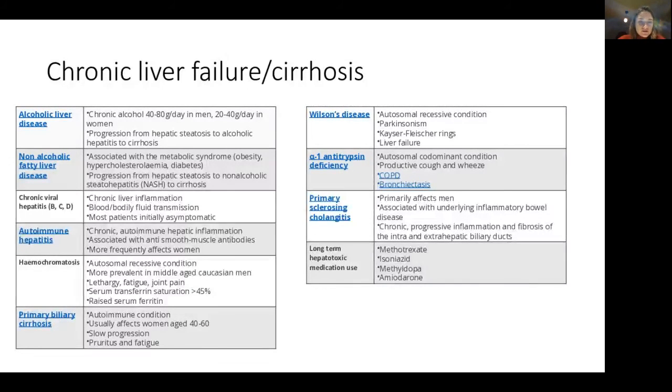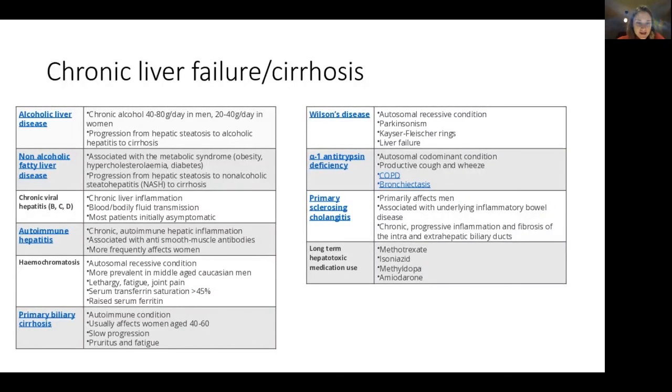You can get drug-induced liver failure by medications such as methotrexate, isoniazid, methyldopa. Then you can get Wilson's disease and hemochromatosis, which are metabolic: hemochromatosis is the buildup of iron in the liver, and Wilson's is the buildup of copper. So there's just so many different causes, but it's all good to know about and learn about.